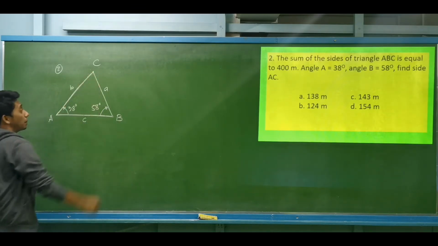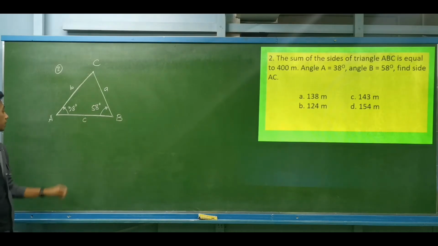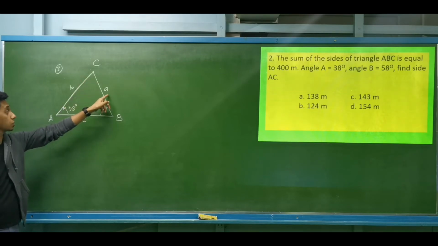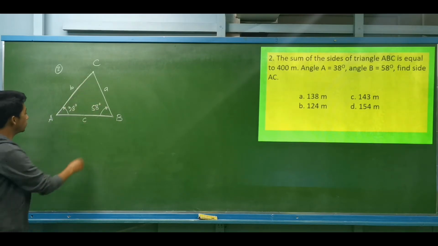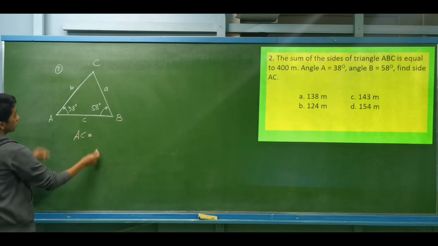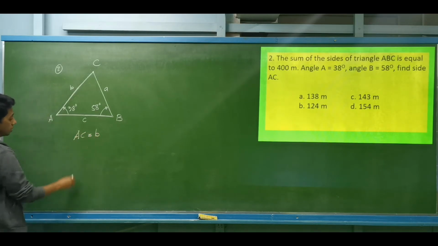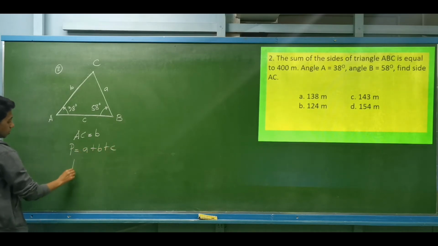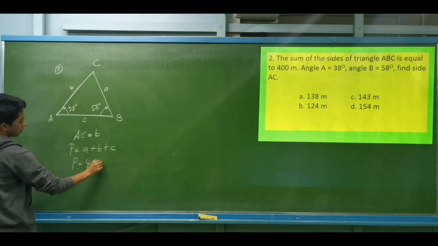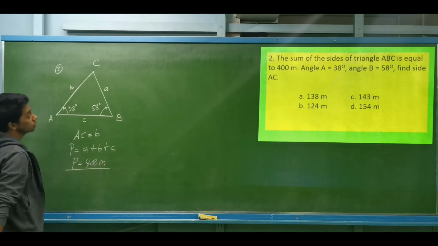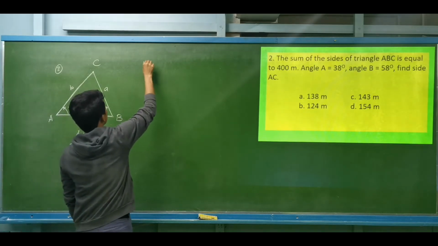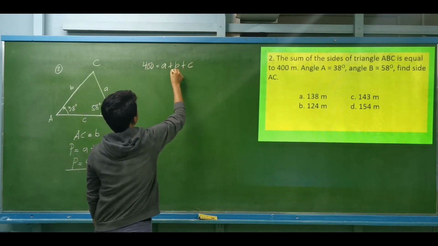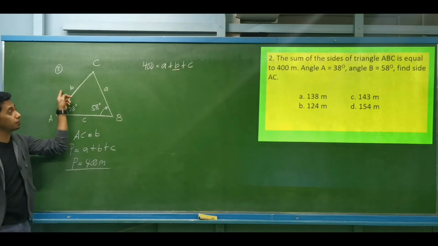Kung maglalagay pa na tayo ng mga pangalan din ng sides ng triangle, capital letters, yung angle, yung opposite niya, yung small letter, which is yung side. So yung side AC na hinahanap natin is the same as side B. Okay, given yung perimeter A plus B plus C, yung perimeter na binigay niya dito is 400 meters. So meron tayong equation. Supposedly, the perimeter is 400 meters is equal to A plus B plus C. Hinahanap natin si side B.